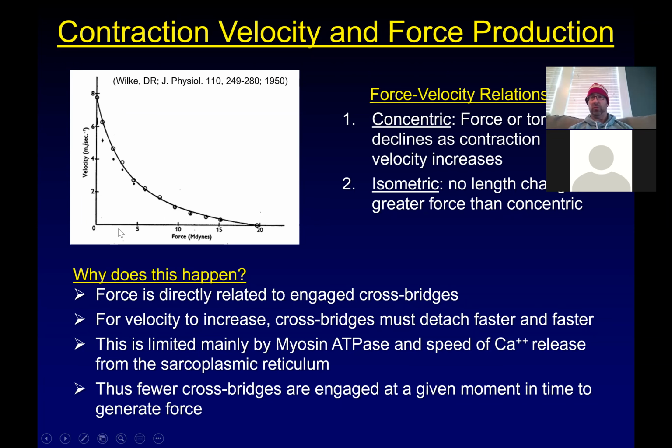Everybody has their own individual relationship where basically when the velocity of contraction is very, very high, the amount of force that you can produce from your muscles is going to be very, very low. And if you want to increase the force of contraction, then you've got to slow down. You've got to make the contraction go slower and slower.